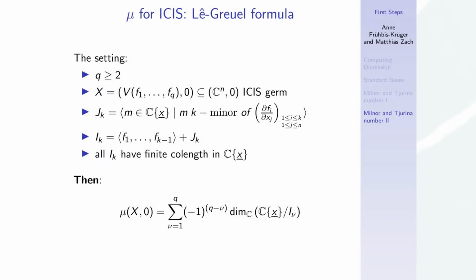Now, to compute the Milnor number in this way, we have to form several ideals. So first of all, we have to form ideals Jk, which are generated by the minors of size k, which are the maximal minors of the Jacobian matrix of the first k Fi. Anna, one question. K is Q? No, K is not Q. K is running from 1 to Q. We need them all.